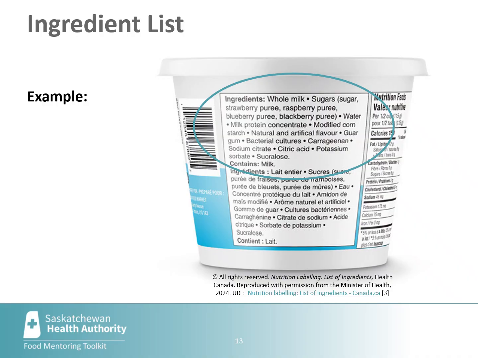For example, by looking at this ingredient list, you know whole milk is the main ingredient. All sources of sugar are grouped together as the second ingredient. And if you are allergic to milk, you should avoid this product.